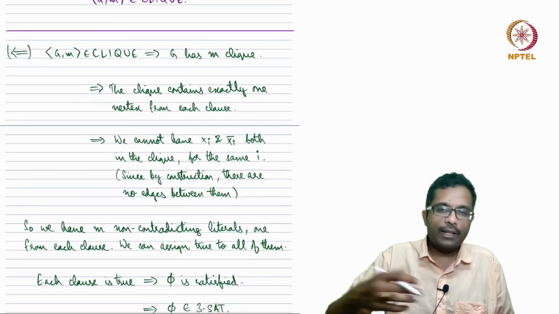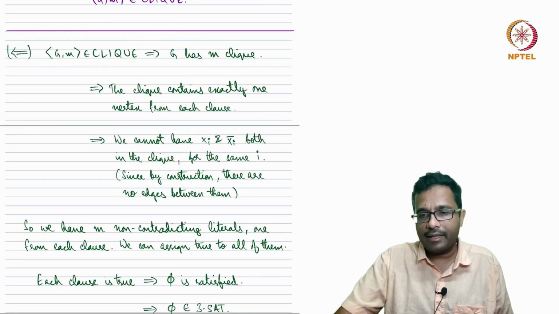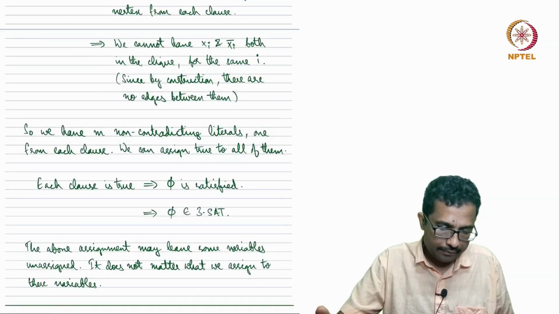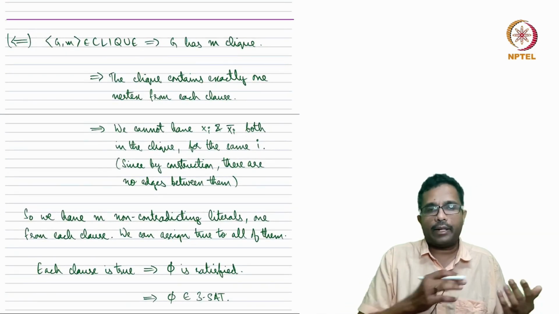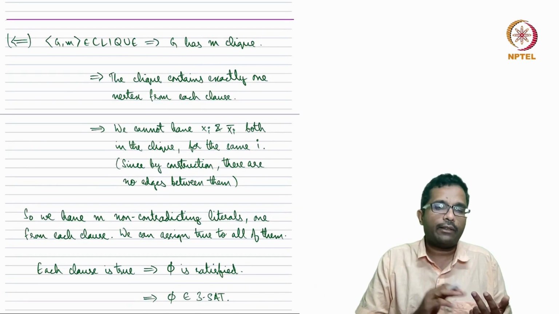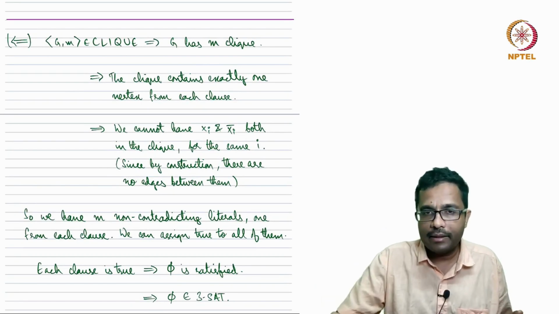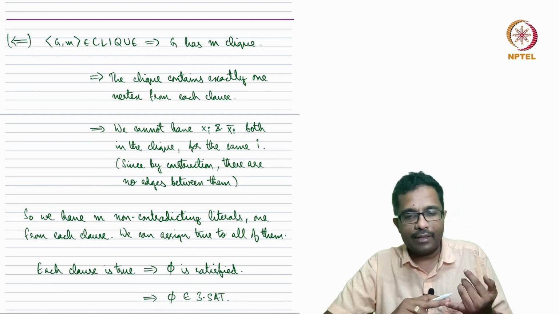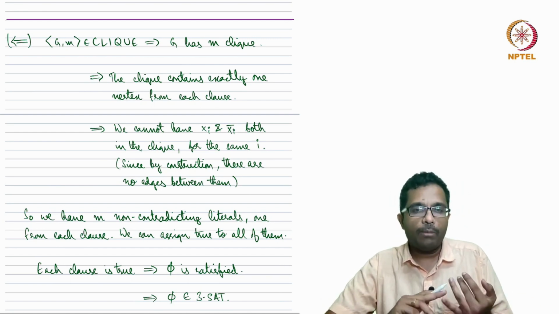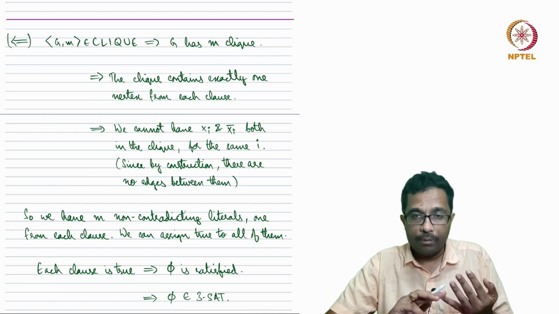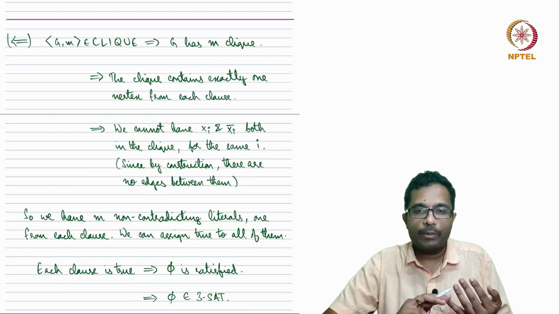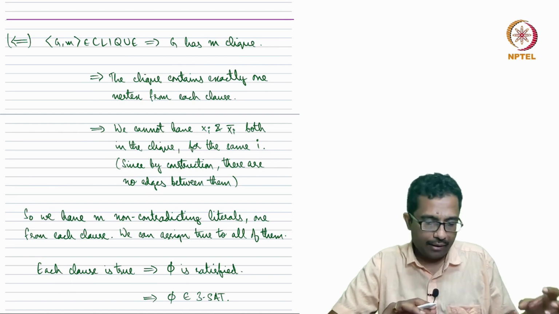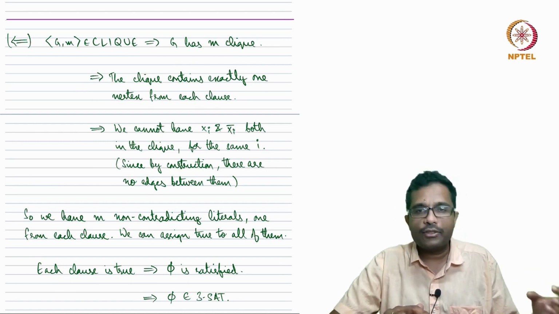So for some variables, for some xi we have xi, for some xi we have xi complement, right? So we have some, let's say x1 is picked, x2 is picked, for x3 let's say xi complement is picked. Now what we do is we set all these to be true. So if xi is picked, we make xi to be true. If xi complement is picked, we make xi complement to be true. In other words, we make xi to be false, right? So we make all the selected literals to be true.